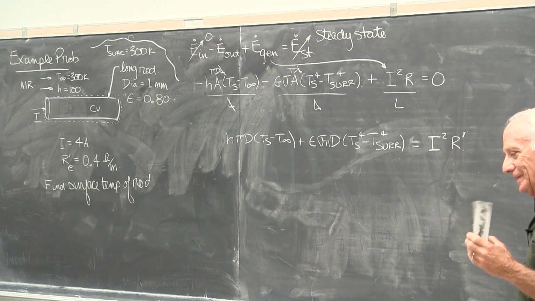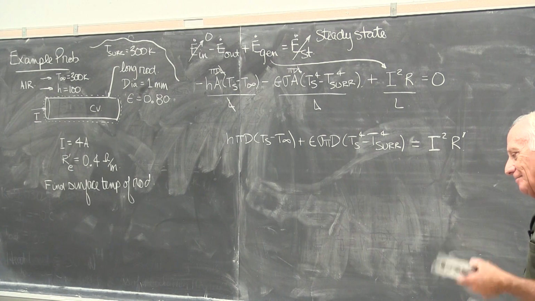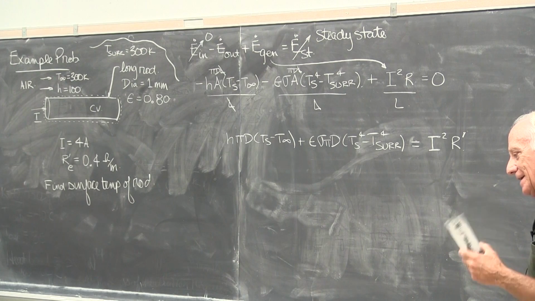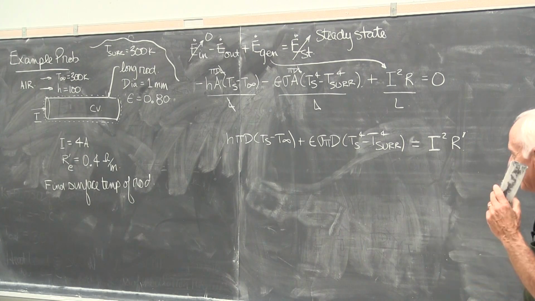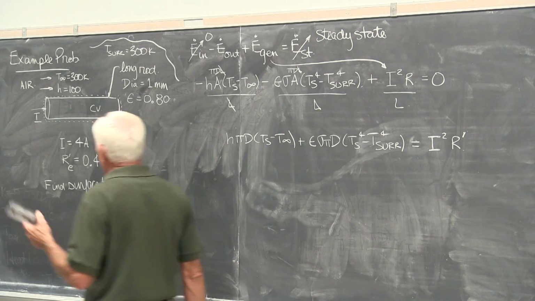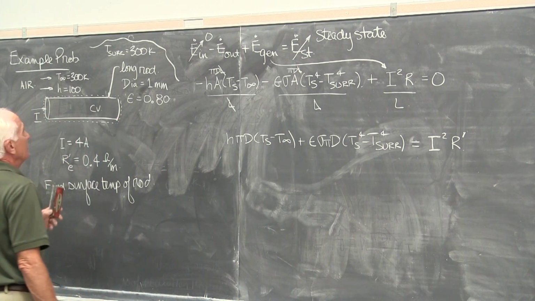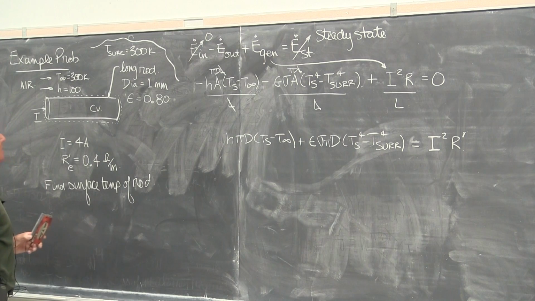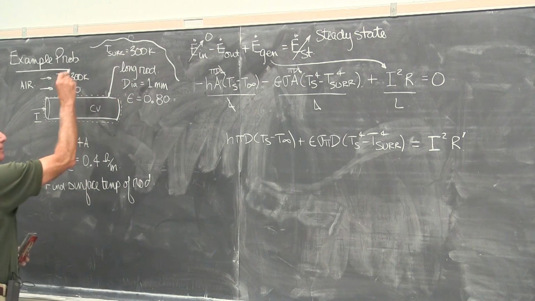Okay, don't forget the rule now. If a problem involves radiation, every temperature has to be absolute. I don't care if it's conduction or convection or radiation, but every temperature has to be absolute. 300 K.